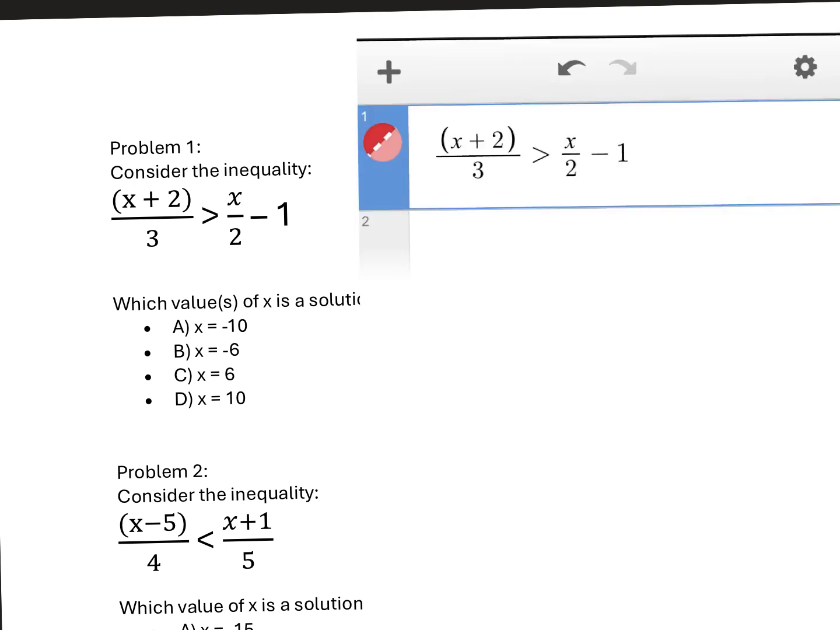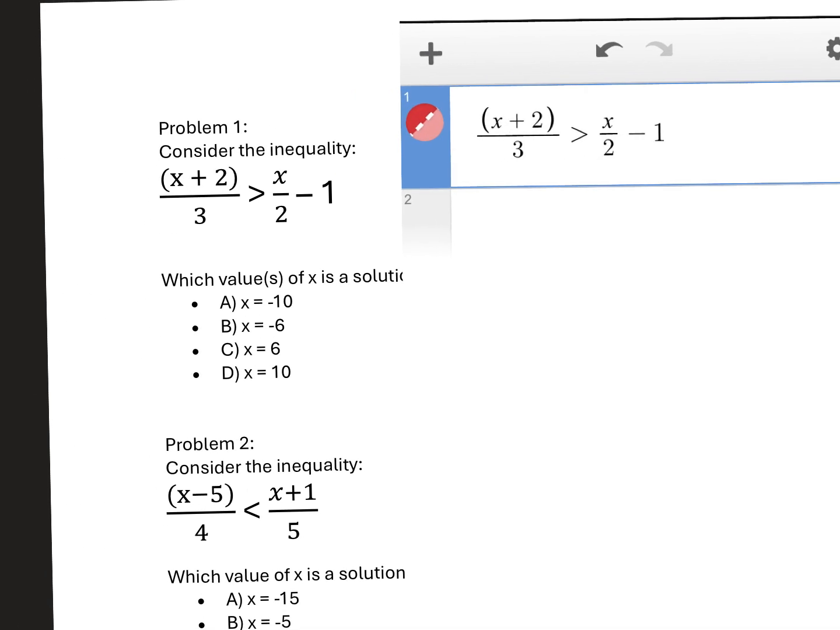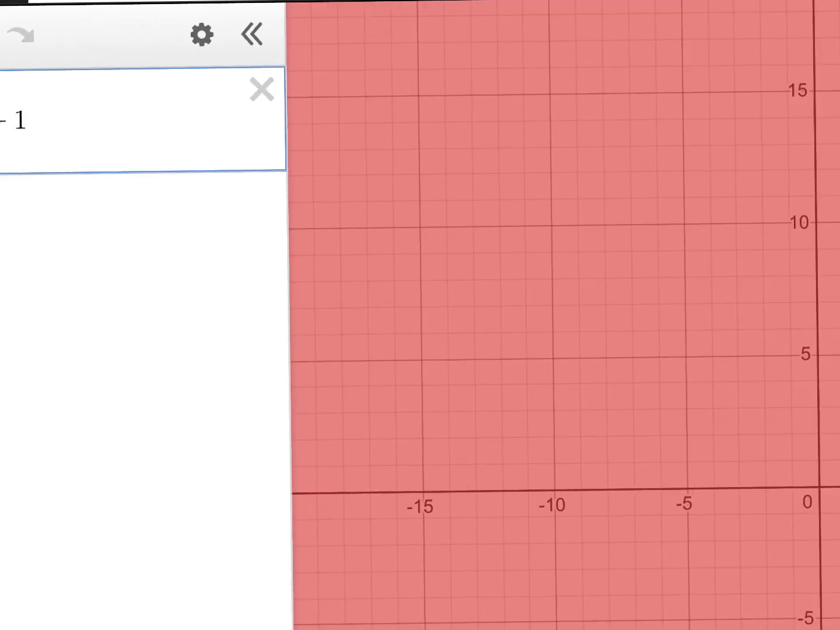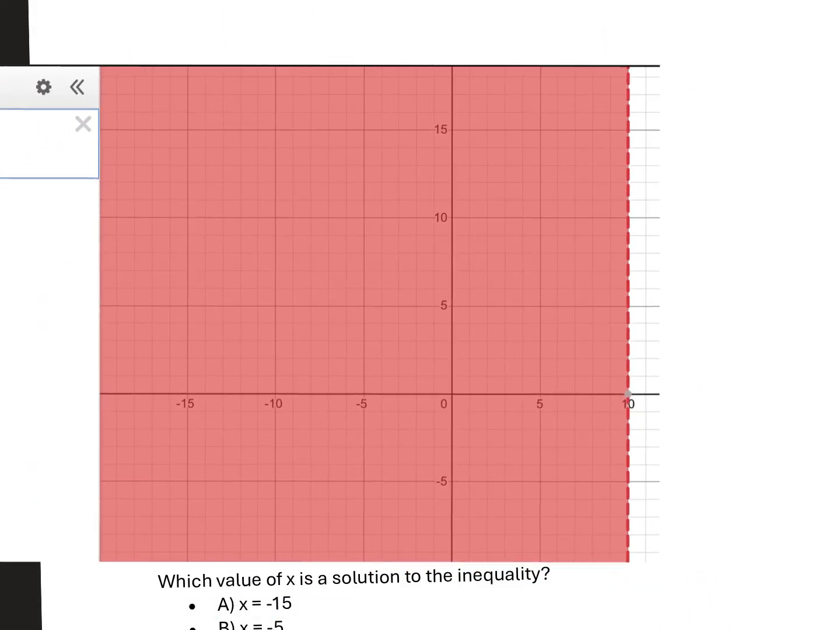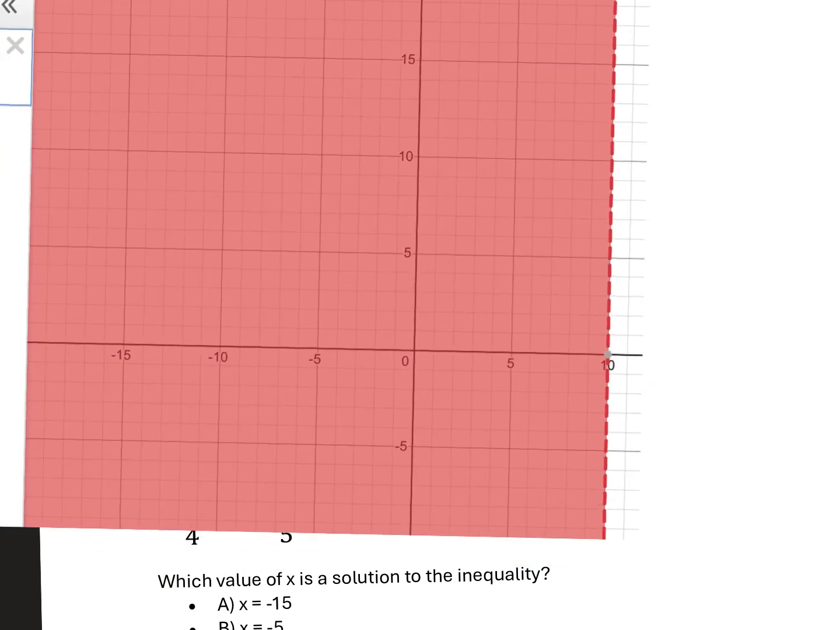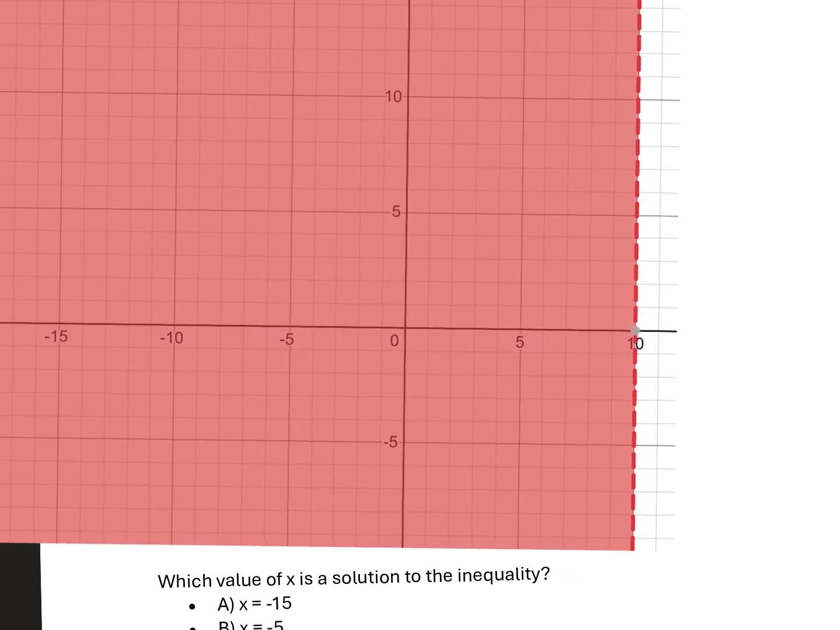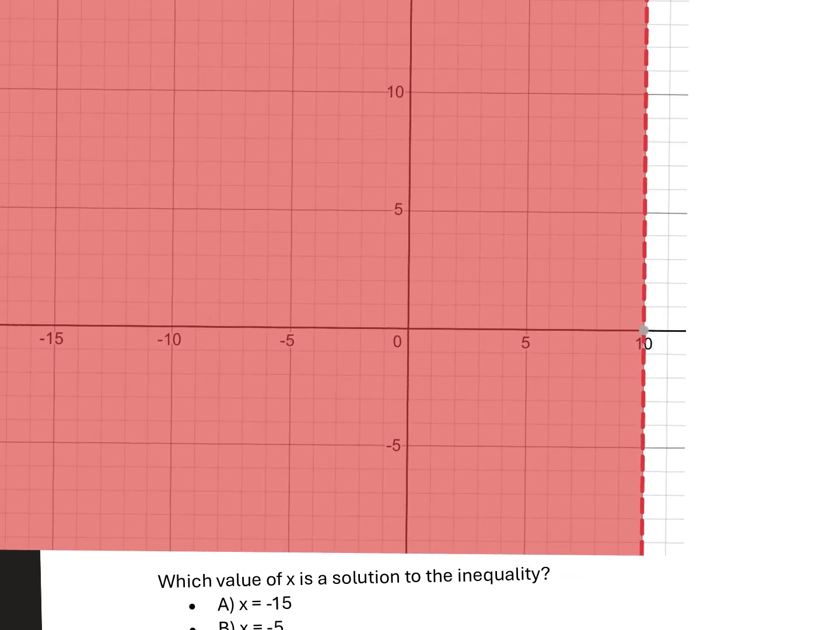So as you can see here, I took the inequality and I typed it into the Desmos graphing calculator. And the result that I got was this graph right here. So I'm going to kind of zoom in here a little bit so you can see.